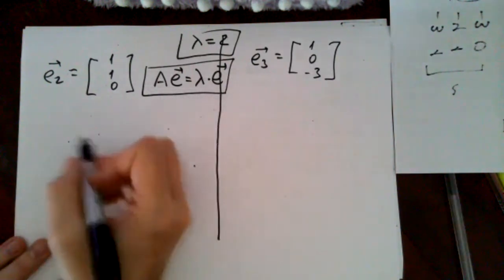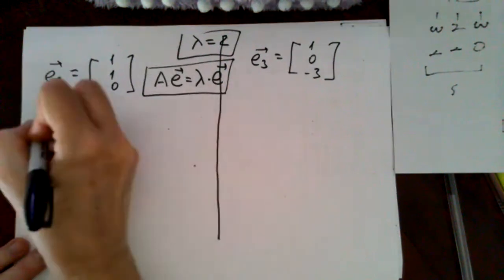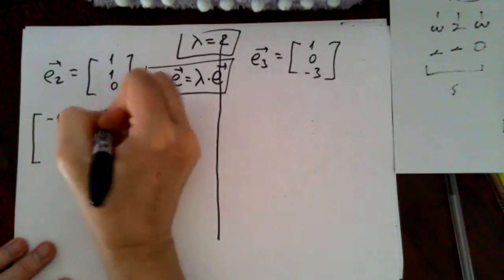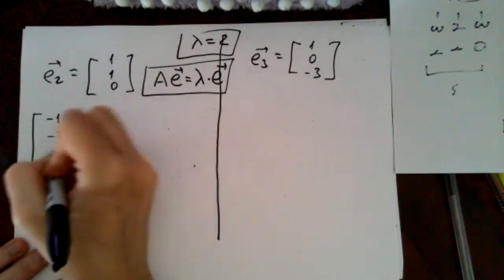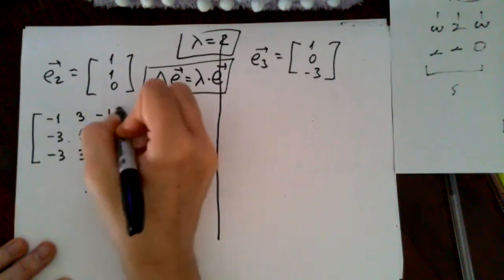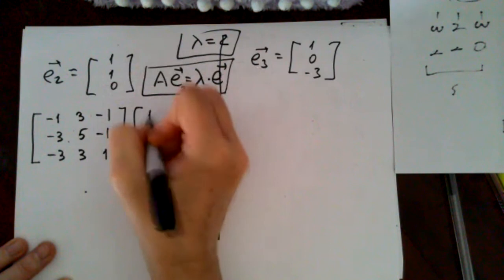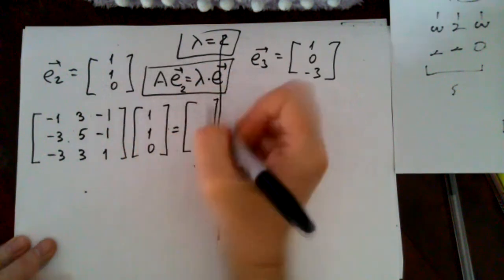Okay, so I'm going to calculate this left-hand side. Matrix A should be copied from my previous pages. Matrix A looks like this: -1, 3, -1, -3, 5, -1, -3, 3, 1. And now I'm going to multiply it by this vector e2 this time: 1, 1, 0. Let's do it. It's quite a simple operation.